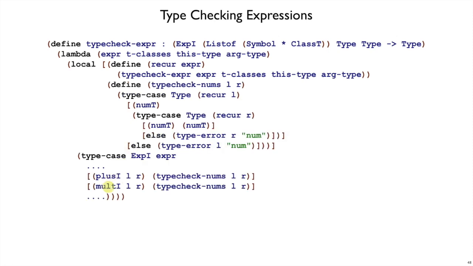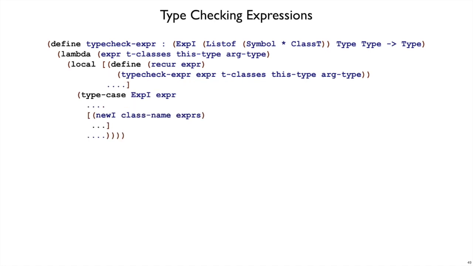If we have a plus or a multi expression, then we need to check that left and right are both numbers, and then we get a number type. And so we've got a little helper, typeCheckNums, right here that does that. Make sure that the left type is num, make sure the right type is num. If both of them are, then NumT is the result type. Otherwise, we complain about either the right or the left not being a number.